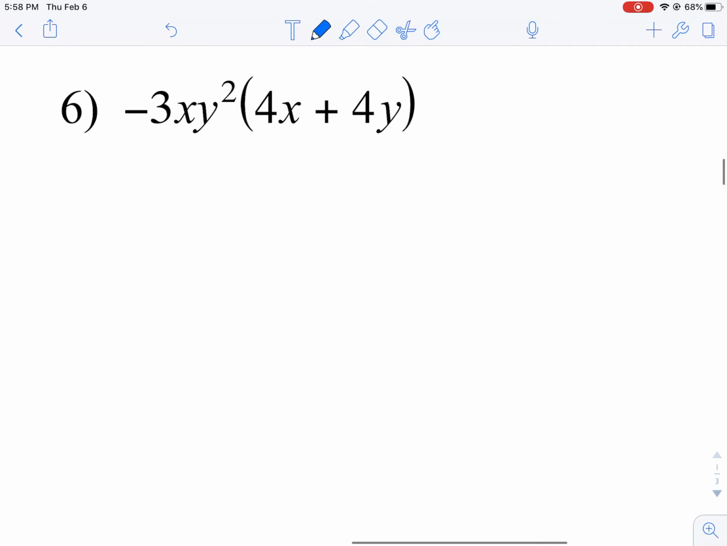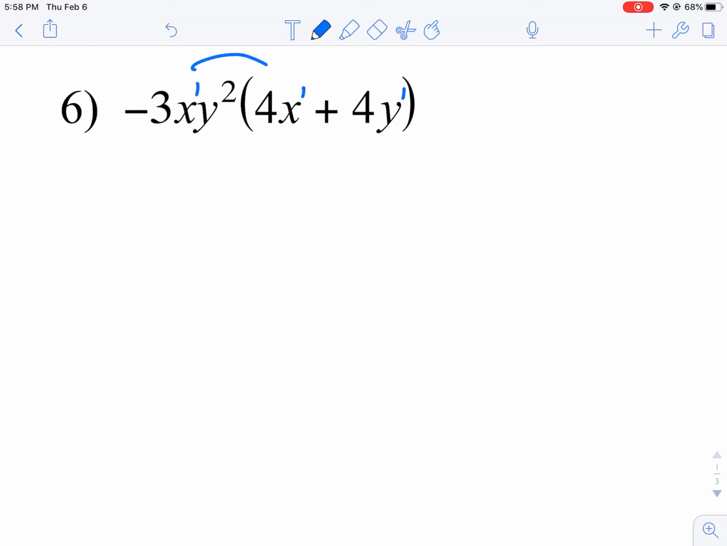For number 6, now I've got different variables. I've got an x and I've got a y. So I really just want to add the exponents when they have the same base. If it helps you, you can add the little ones above any variable that you don't see an exponent, because there is a 1 there. Remember, it's like the little cousin of the ninja 1.